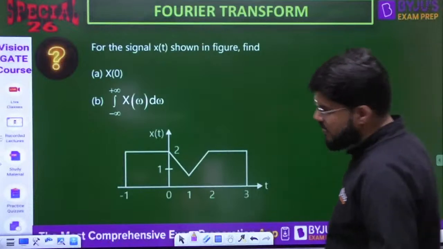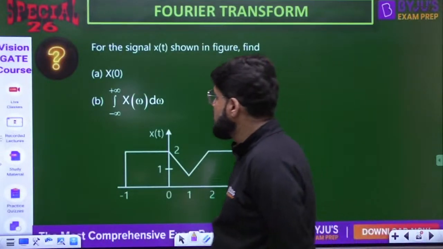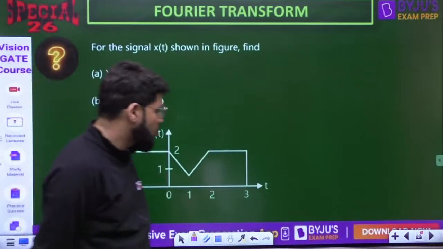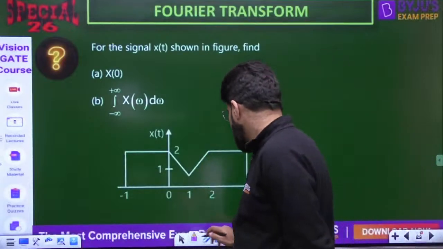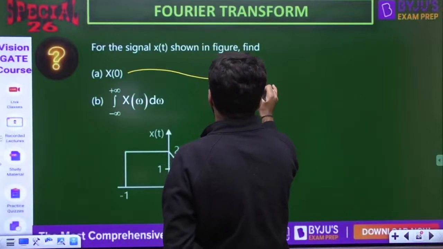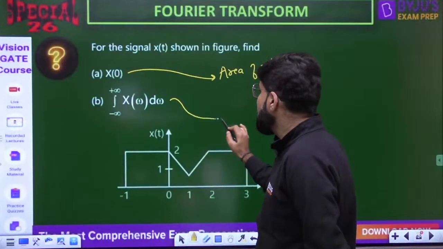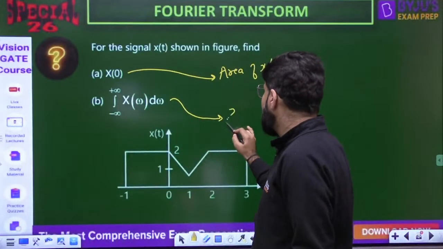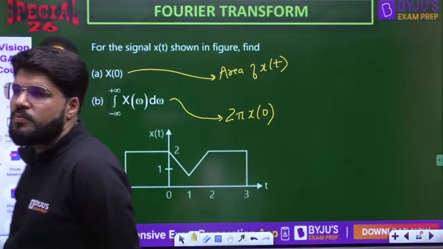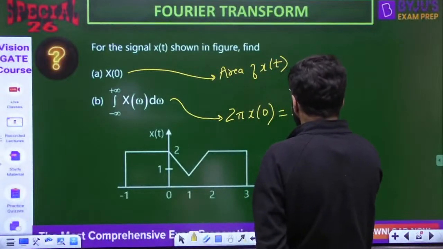For the signal shown in the figure, find X0, which is application based, and the integral of X omega d omega. What is this parameter capital X0? That is known as the area of x(t), and x(t) is given, so we can calculate the area. And the integral of X omega d omega is the area of X omega, which is given by 2 pi x0. So these are area properties.